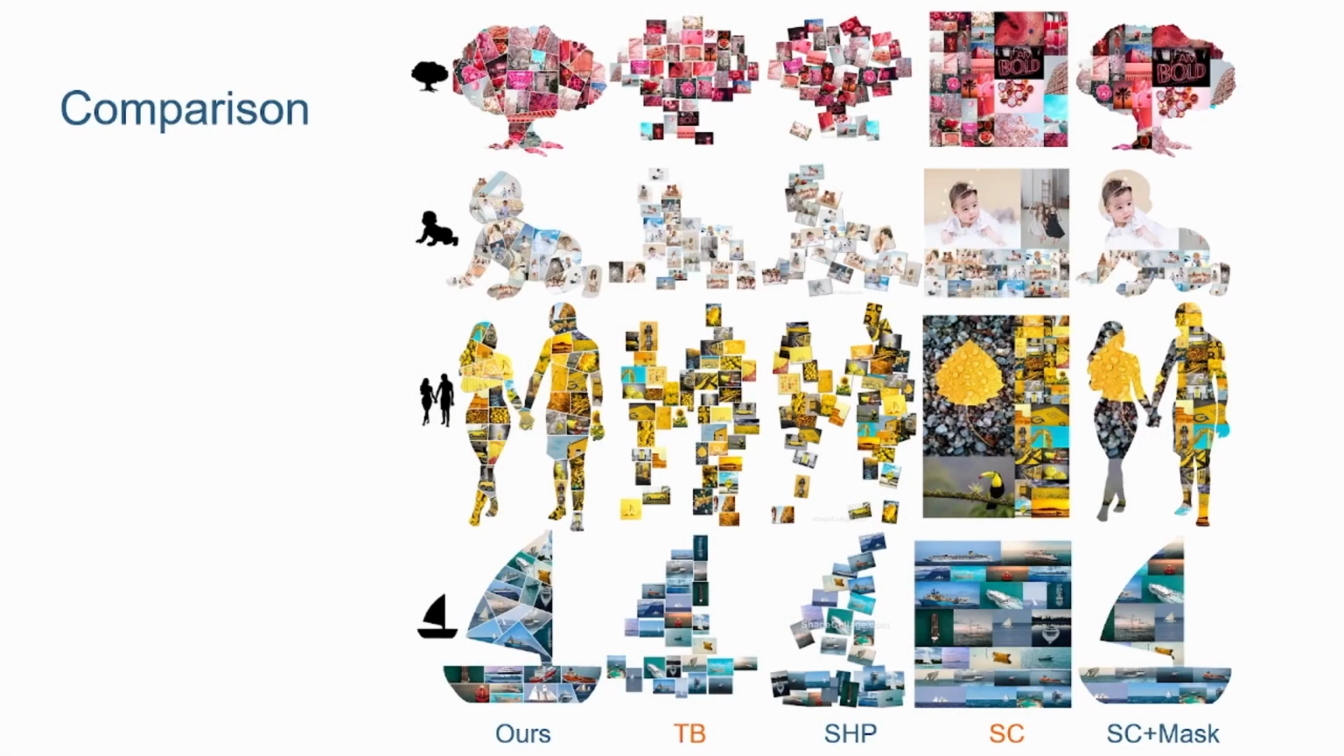This is the visual comparison of our results and the results from 4 other methods. Our method is superior in terms of both aesthetics and informativeness. TV and SHOP are simulation-based methods. SC stands for soft collage, which is the current state of the art. For the purpose of comparison, we also apply a mask to SC.